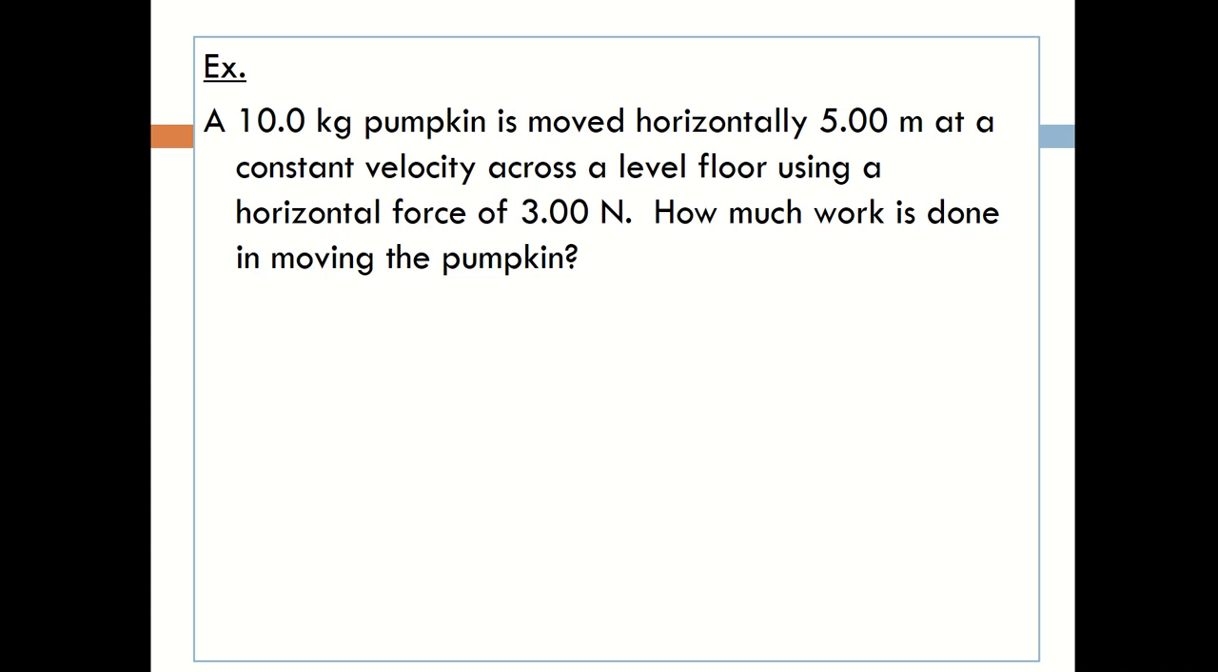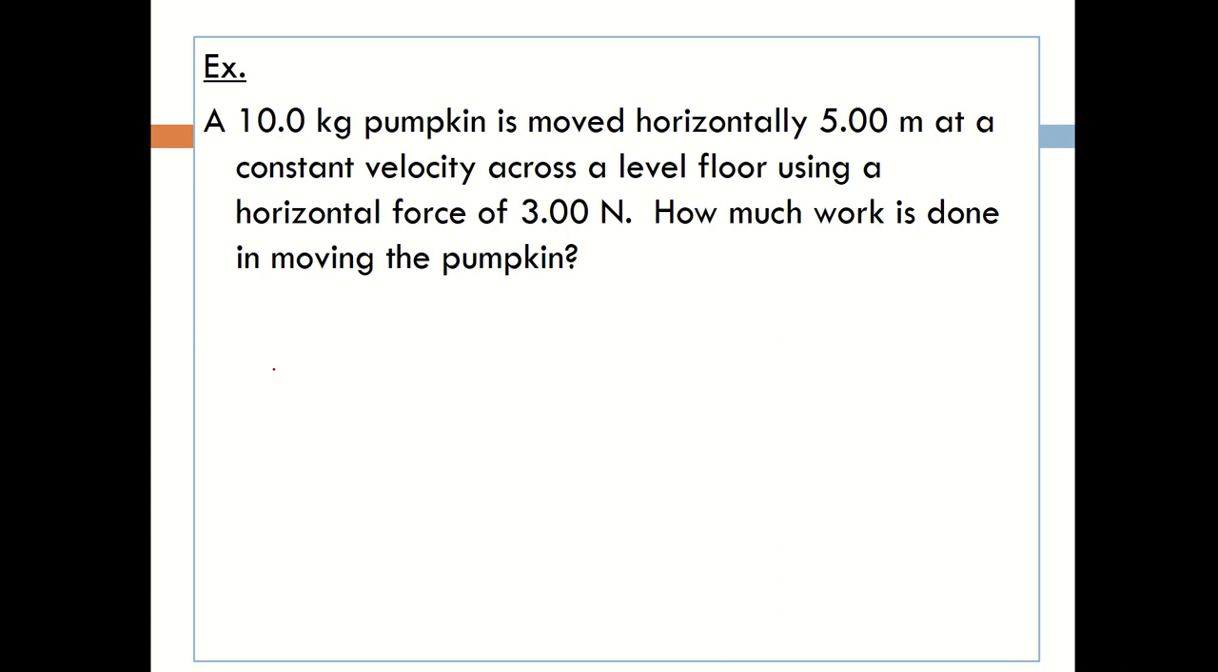So this first case, it says a 10 kilogram pumpkin is moved horizontally 5 meters at a constant velocity across a level floor using a horizontal force of 3 newtons. How much work is done in moving the pumpkin? Now, one thing to keep in mind, whenever you're trying to find the work, you're only going to use one force at a time. We're never going to use the F net, okay?